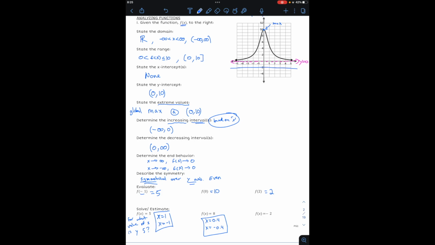All right, f of x equals negative 2. Well, if we look at this negative 2 line here, yeah, we're not going to get there. This function has an asymptote at y equals 0, so never. There's no x value that makes that true.